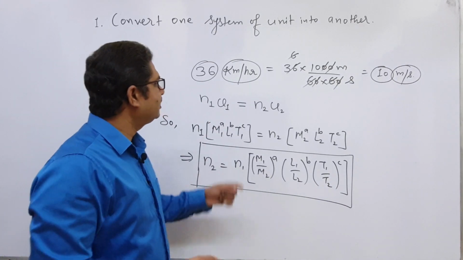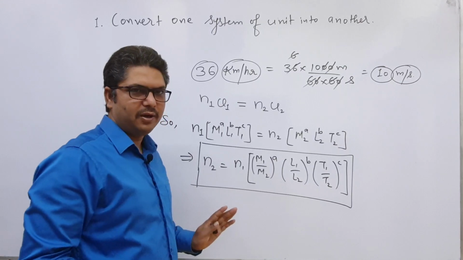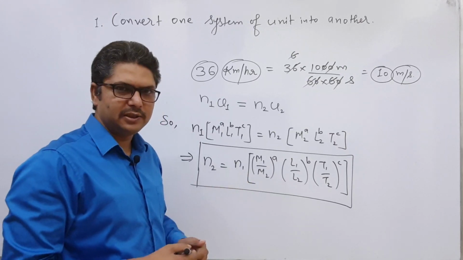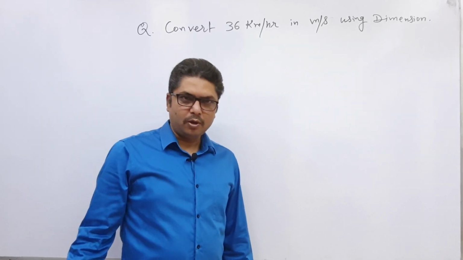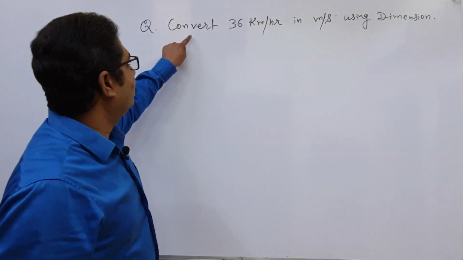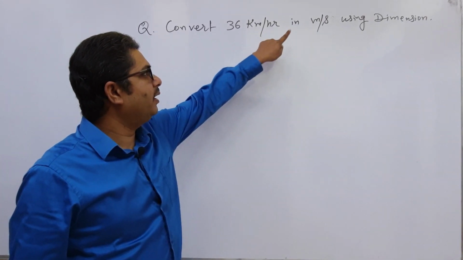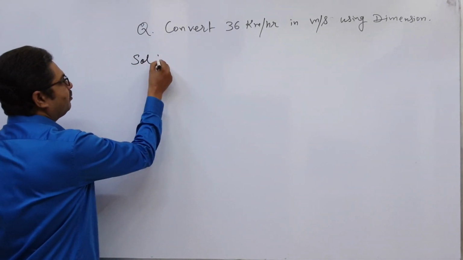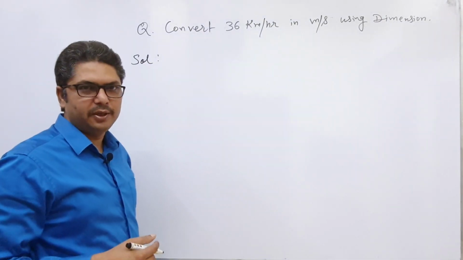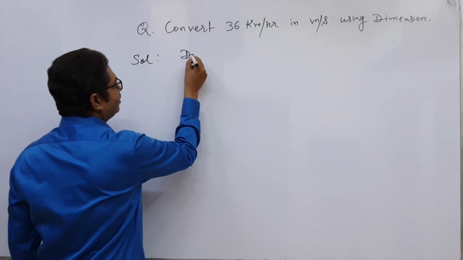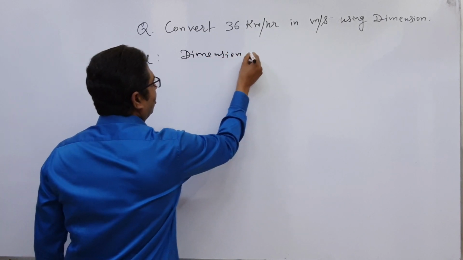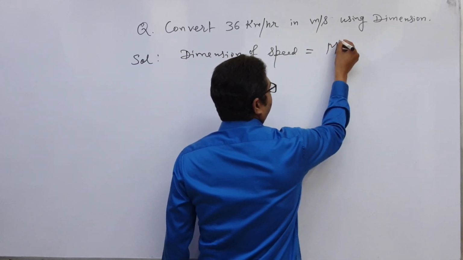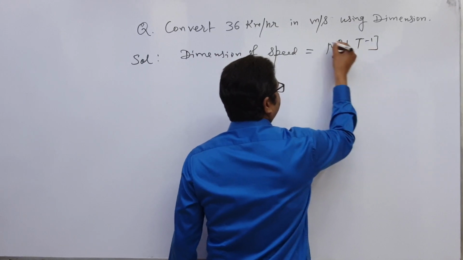I will give you the same question, that is 36 km per hour, and we are going to convert it into meter per second by this formula. Let us see this. Now the question is: convert 36 kilometer per hour into meter per second using dimension. Student, 36 kilometer per hour means the physical quantity is speed. So you can write the dimension of speed is equal to M0 L T minus 1.